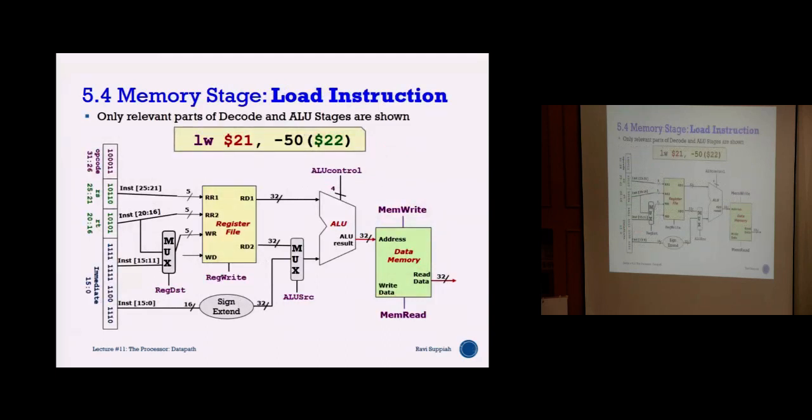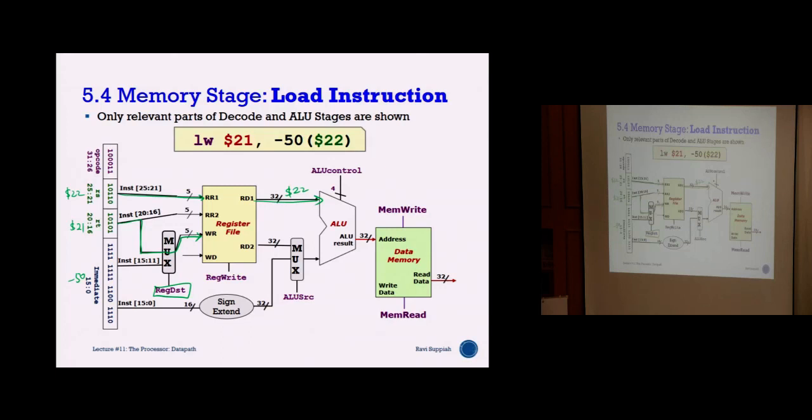Okay, so let's look at the load word instruction. In load word instruction, what do you have? This is your RS, which is your $22 here, and this is my $21, and this is my minus 50. So what will happen? Your RS will come in here, and that data comes out here. The data that comes out here is your RS data, which is your $22 register. And then your register destination will do what? It will select your RT to be the write register here.